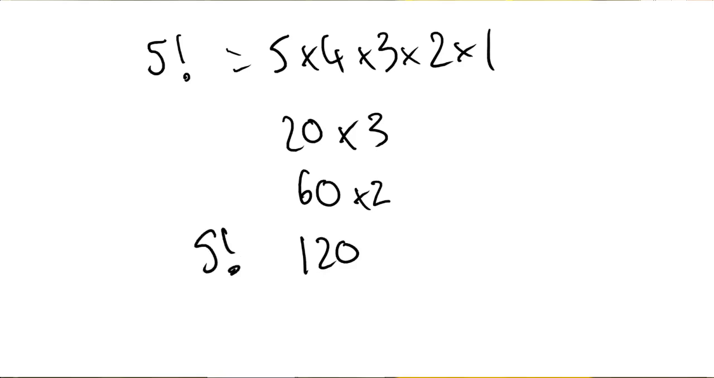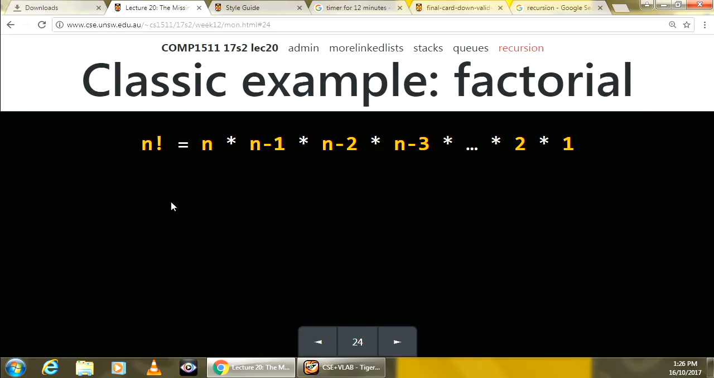So 5 factorial is equal to 120. 5 times 4 times 3 times 2 times 1, and so on. We could calculate this in a loop, right? We could have a loop that goes something like while i is not equal to 0, multiply our current thing by i. So multiplying it by 5, by 4, by 3, by 2, by 1. But we could also write it recursively.